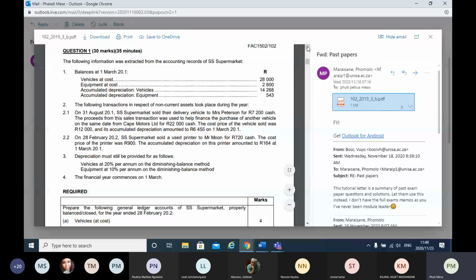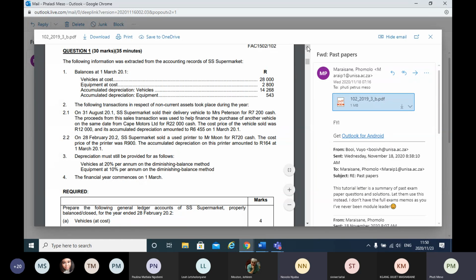Looking at 2.2, it says that on the 28th of February, this is your year end. Don't make mistakes with the dates. On the 28th of February 2002, Double S Supermarket sold a used printer to Mr. Moon for 720 rand cash. The cost price of the printer was 900 rand, and its accumulated depreciation amounted to 164 at the beginning of the year. The sale took place at the end of the year, but the original purchase took place at the beginning of the year, which is the 1st of March 2001.